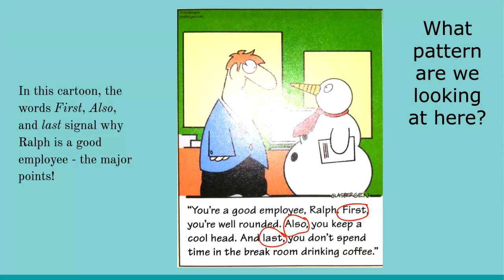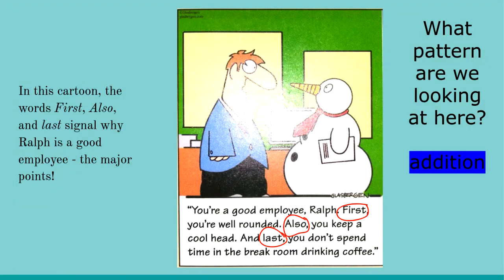Okay. In this cartoon, let's read the cartoon first. You are a good employee, Ralph. First, you're well-rounded. Also, you keep a cool head. And last, you don't spend time in the break room drinking coffee. So I've circled the transitions here. First, also, and last. Okay, and you can see here that we are adding more information every time. We're adding another reason that Ralph is considered to be a good employee. So this relationship and the transitions that you see here is of addition.